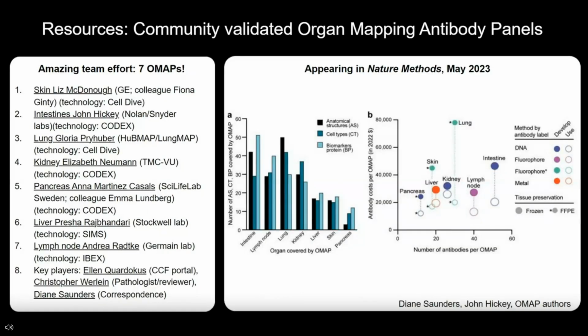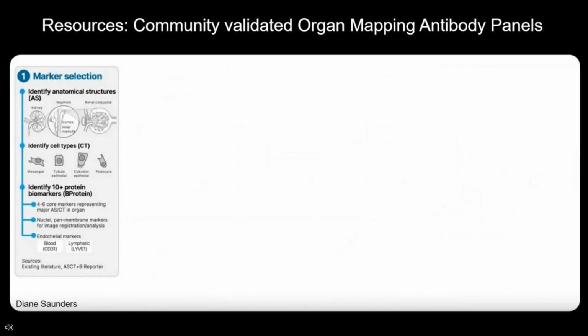However, when we asked our authors, how much does it cost, 100 tests to use a developed OMAP, that cost comes considerably down. That delta is the value of community and sharing knowledge related to spatial mapping. And so using this figure prepared by Diane Saunders to walk through the steps of an OMAP, as this is, we feel, a very important resource for the community.